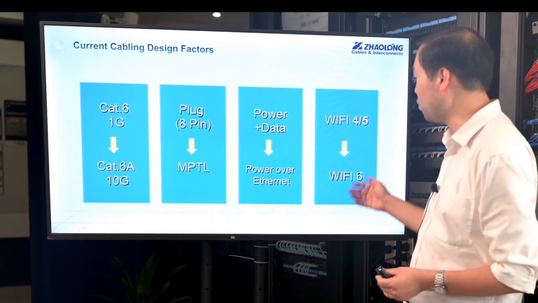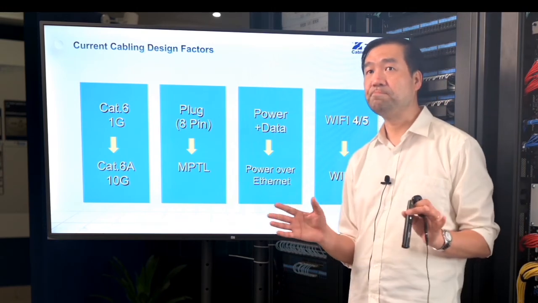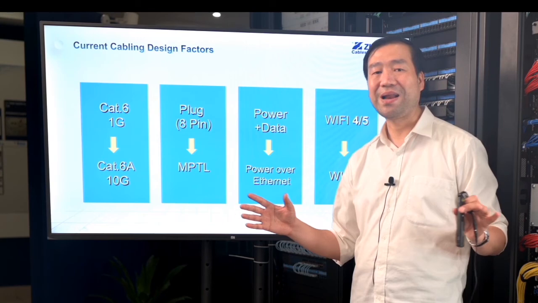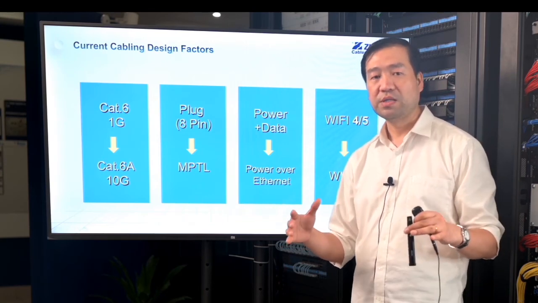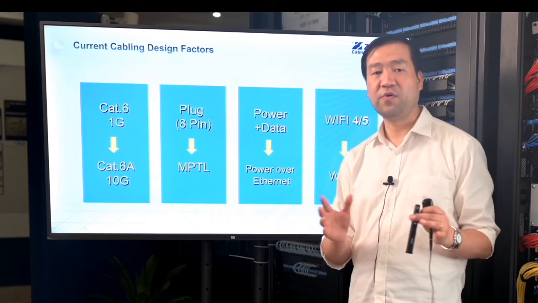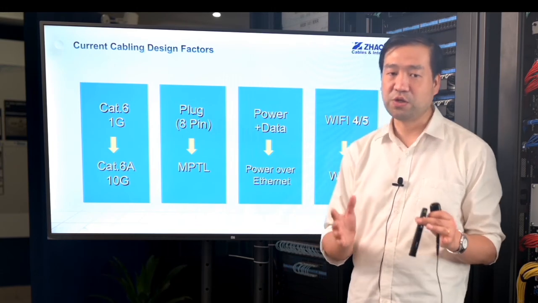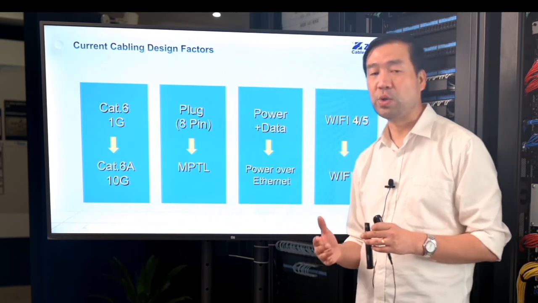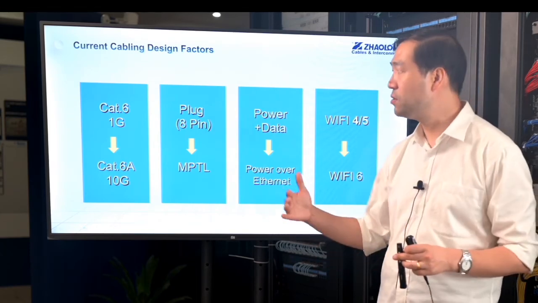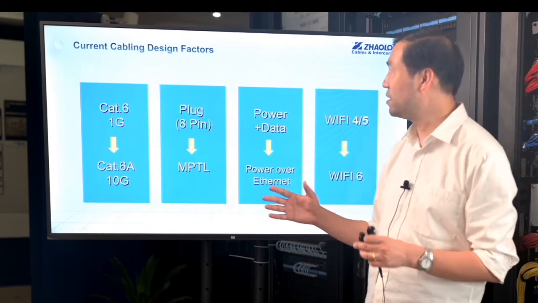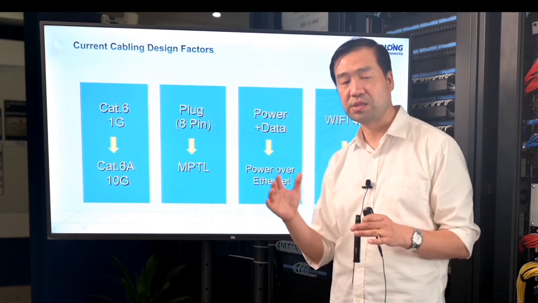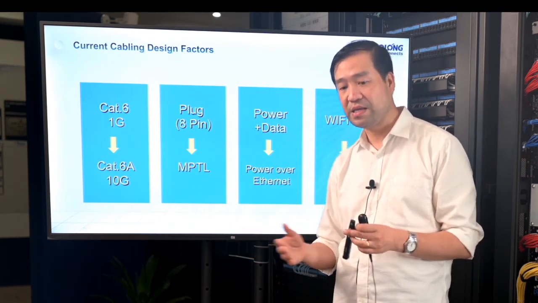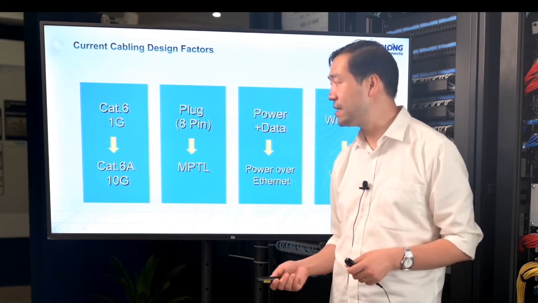The last one is we will consider the IBW, that means in building wireless coverage. So now the technology is moved from the fourth and the fifth generation Wi-Fi to sixth generation Wi-Fi. So we call the Wi-Fi 6. So now that's the four different design factor we will consider at this moment. But how about maybe next 5 years? What will be changed? Let's see the next slide.